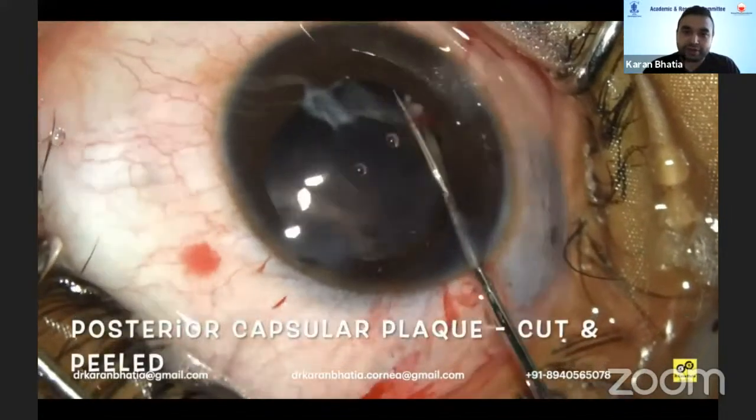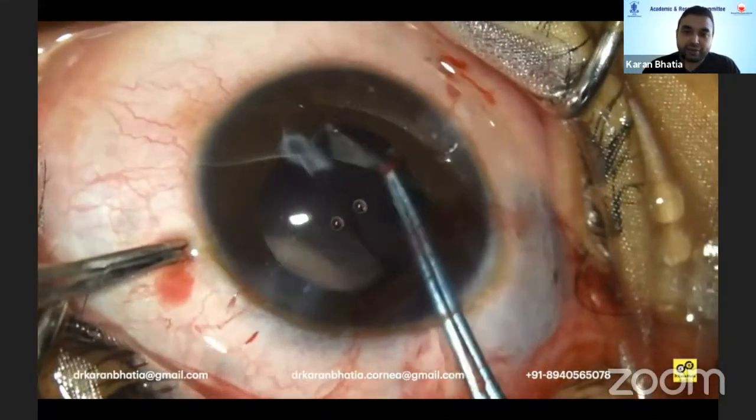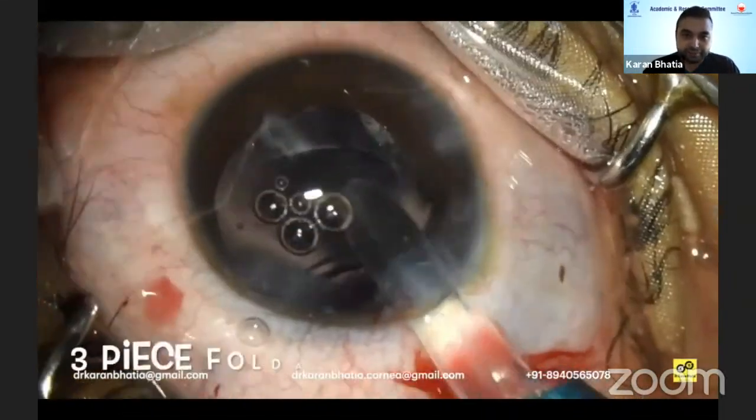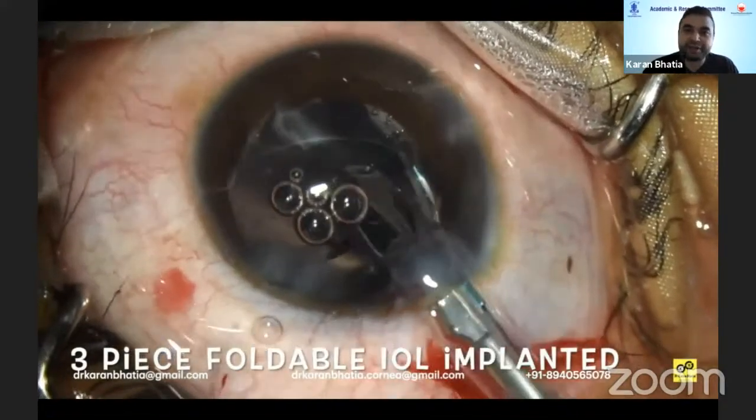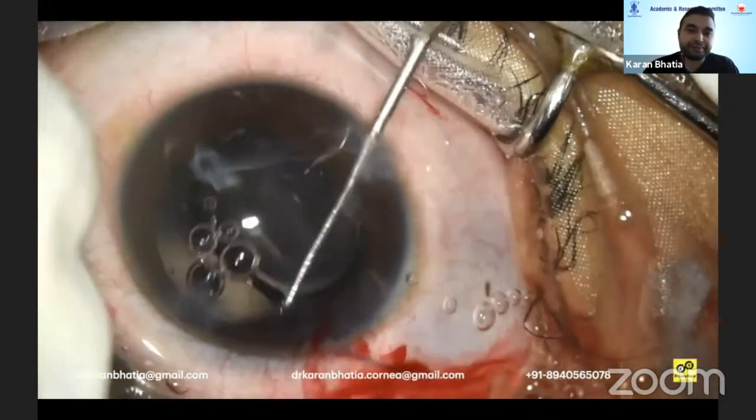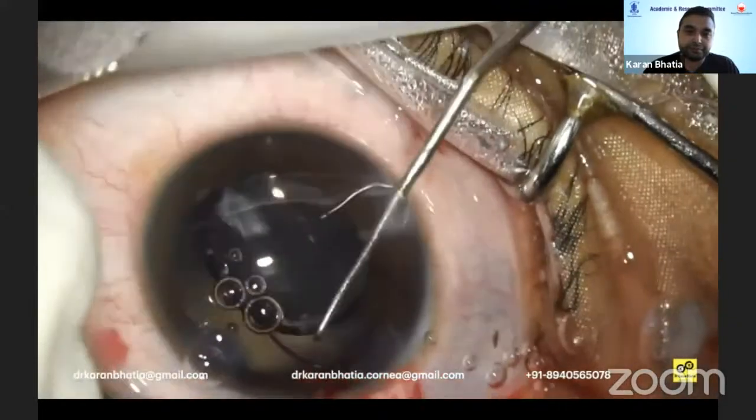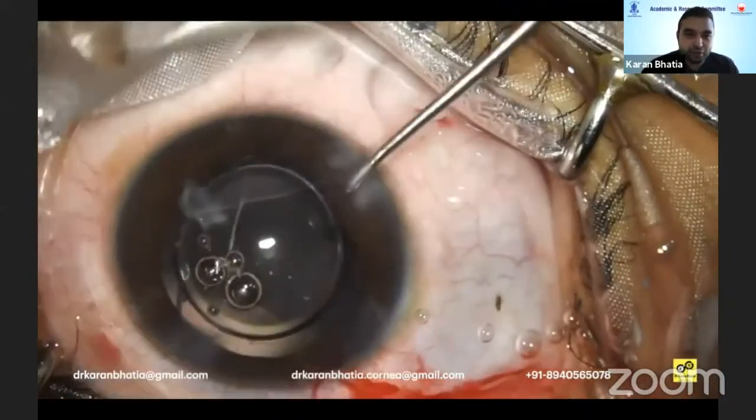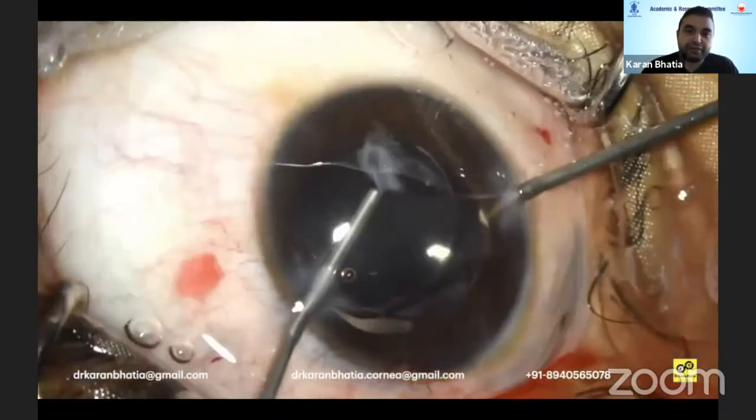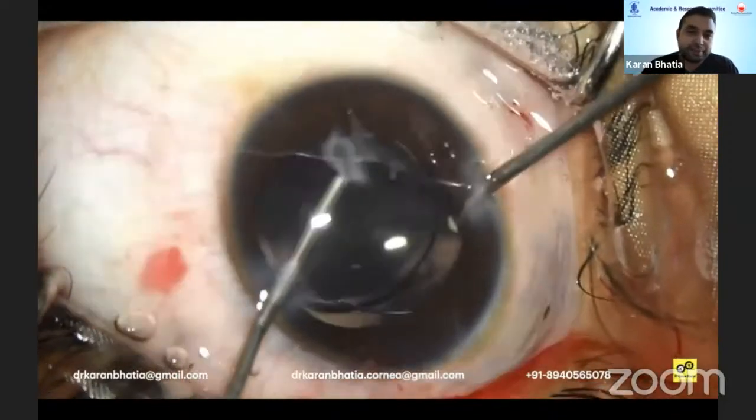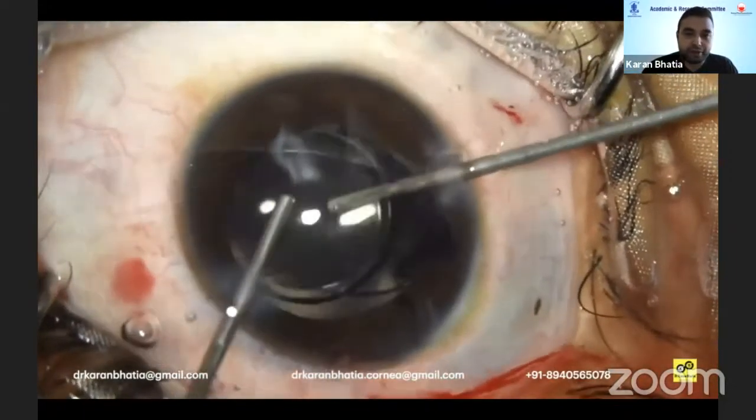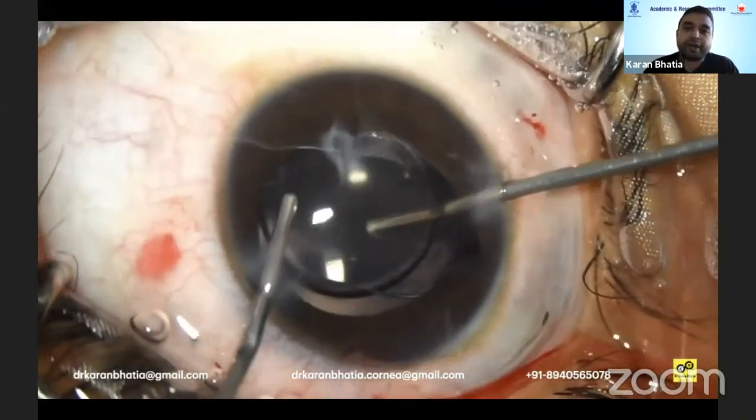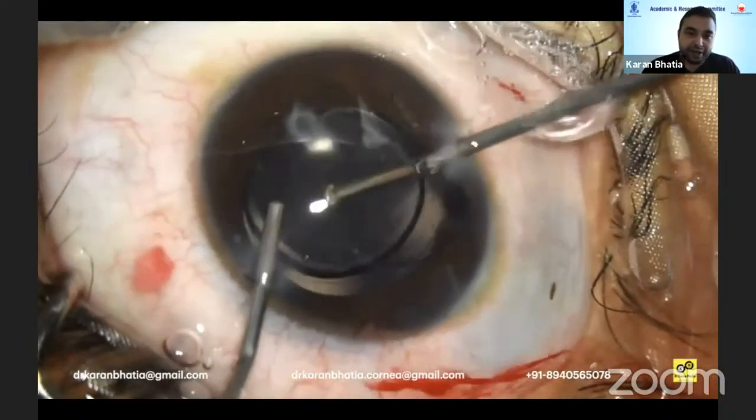So this was cut with the micro scissors, and then again with the micro forceps, it was peeled away from the posterior capsule. After injecting OVD, a 3-piece IOL was implanted into the bag. So there is a tear of the ALC over here, but still I felt it was good enough. So after that, in such cases, it's a pediatric eye, a small patient, PPC was done because the patient will not cooperate for a YAG capsulotomy later on.